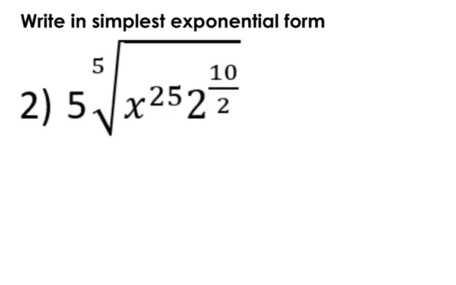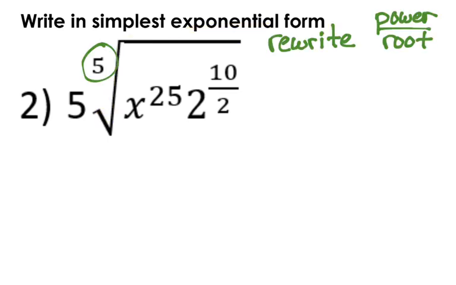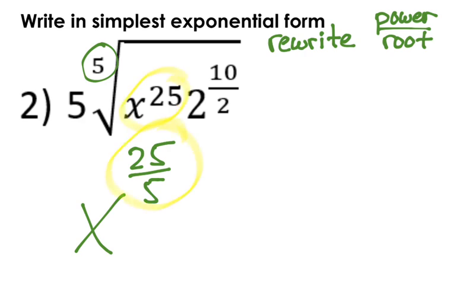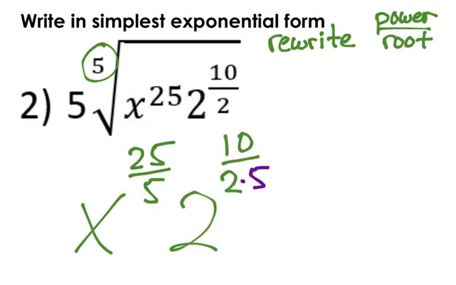We are writing this in exponential form, so there should be no radical sign at the end of the problem. Let's go ahead and do a little bit of power over root to rewrite things and get rid of the radical sign. The root is 5, so when we do our rewrite, we have an x that currently has the power of 25, so we will write that with power over root as 25 over 5. And then the 2 to the power of 10 over 2.